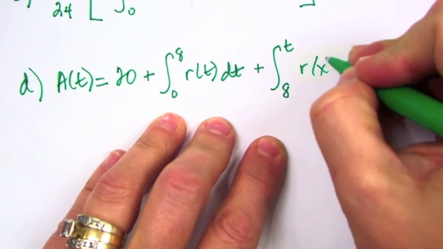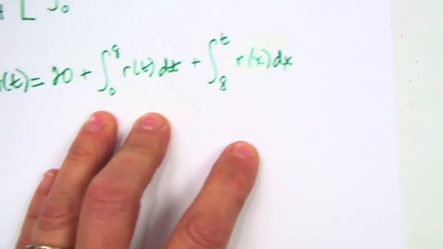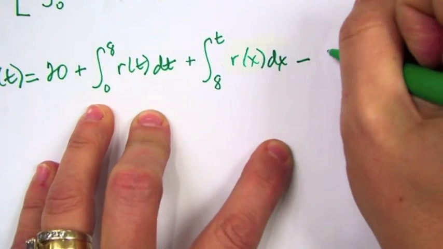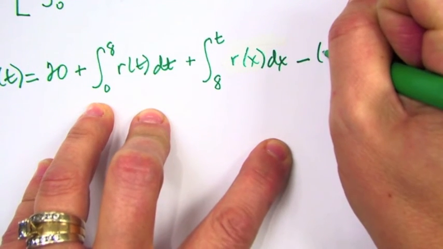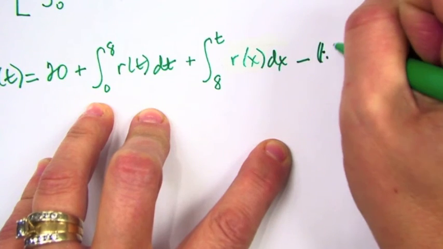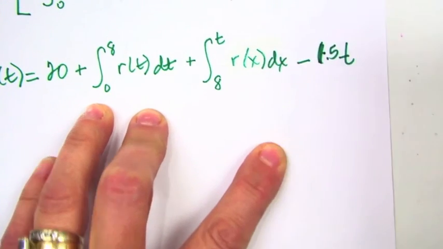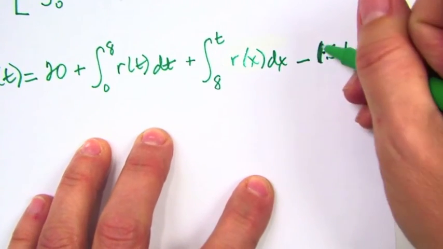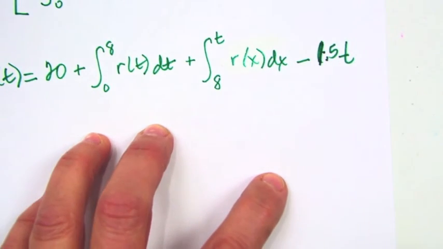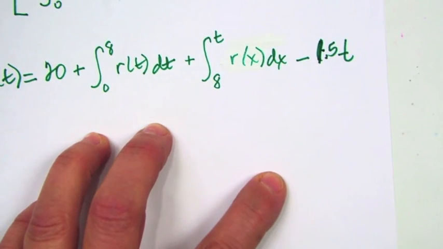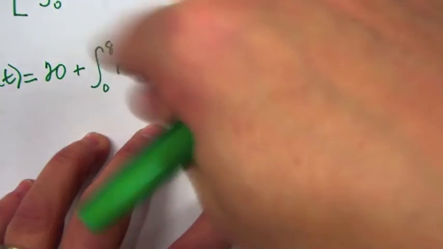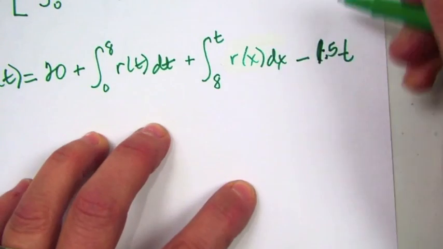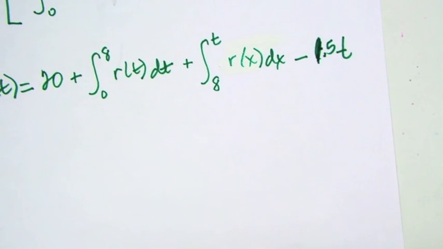R of x dx minus 1.5t. But what if it's under 8? Good question. The better way to write it is probably as a piecewise function. We're making some assumptions here, right? That we're dealing with time after 8. Okay, and that's all I'm going to have time to talk about.